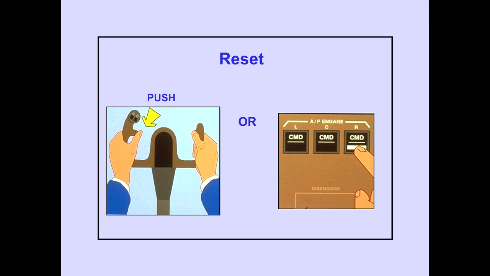Pushing either disengage switch or engaging an autopilot resets all autopilot disengage oral and visual warnings. The oral warning will still sound for 1 second.